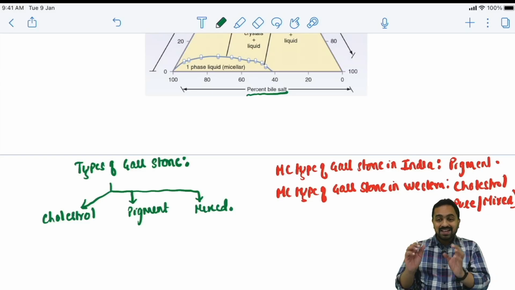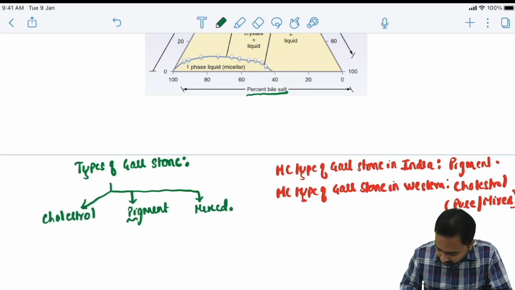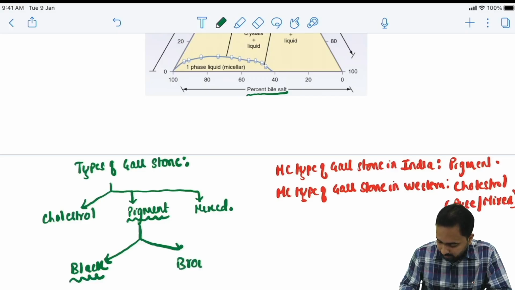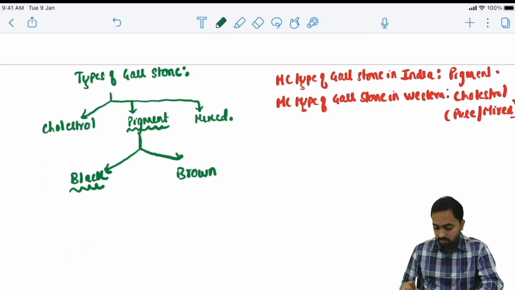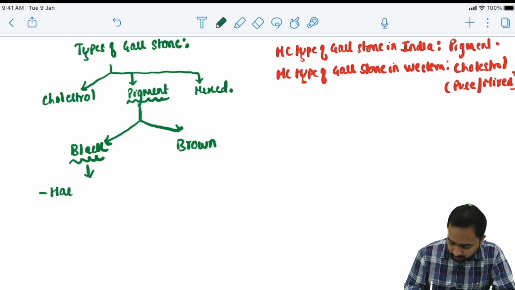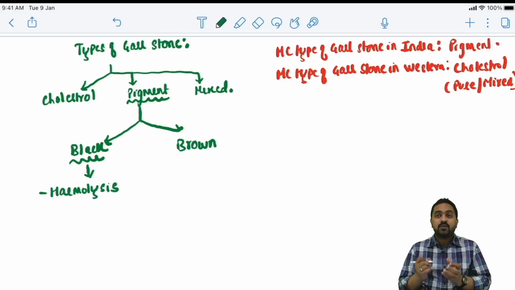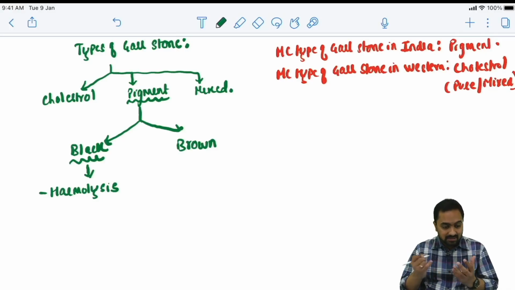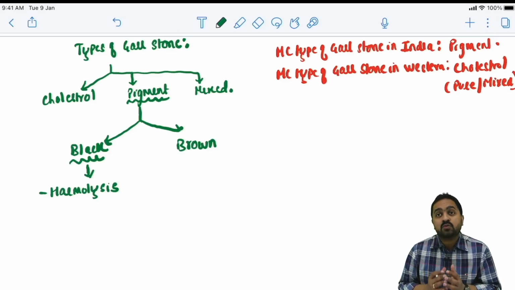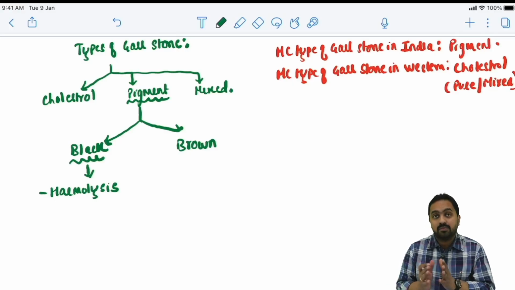Now let's understand some of the important features of pigment gallstones. There are two types of pigment gallstone. One is the black pigment gallstone and the second is the brown pigment gallstone. So where are these found? The black pigment gallstone is found in conditions of hemolysis. There could be a clinical scenario given to you where a patient is undergoing hemolysis, then you could be asked what is the type of gallstone found over there. It would be a black gallstone.